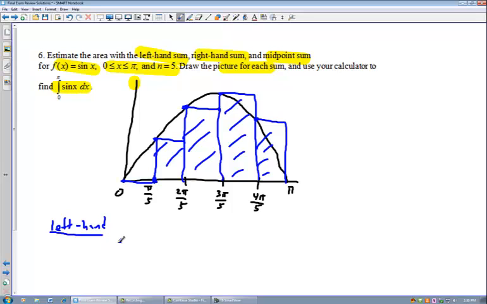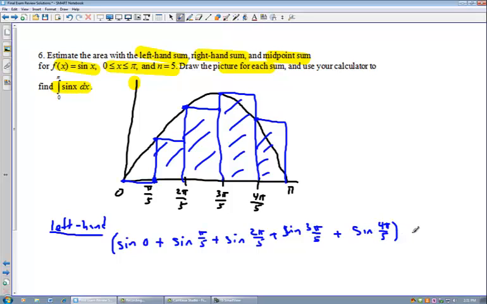So what I'm going to do is I do sine of 0 is the height, plus, and I'll multiply this whole thing by pi over 5 in the end. So sine of pi over 5 plus sine of 2 pi over 5 plus sine of 3 pi over 5, and then plus sine of 4 pi over 5. And then this whole thing is multiplied by pi over 5, and that gives us the area of each of these little rectangles.